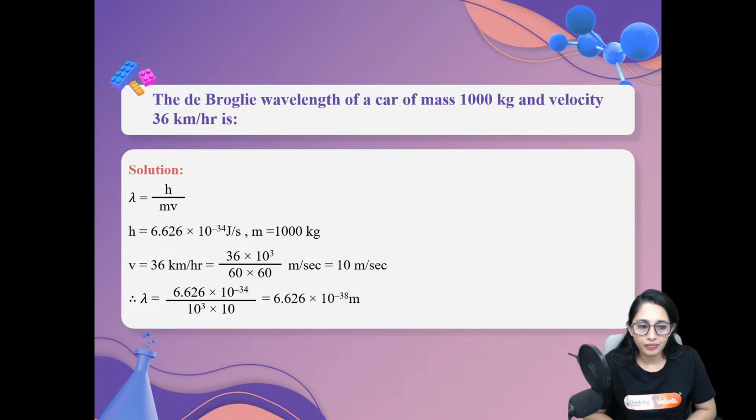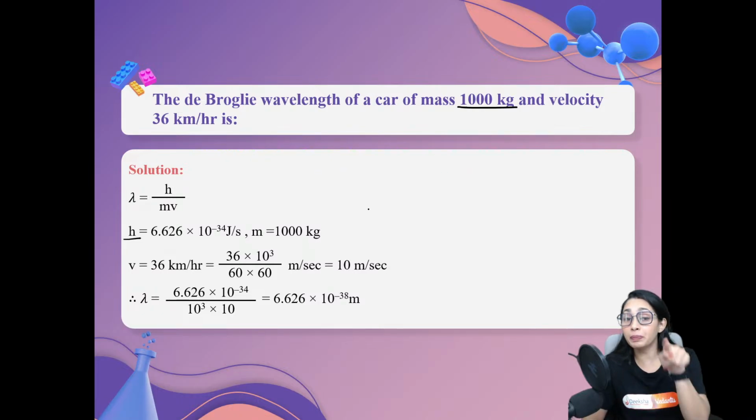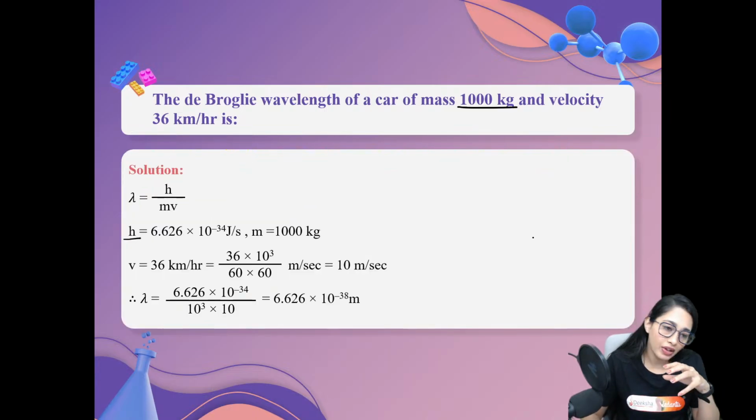Lambda is h by mv. h is Planck's constant. It's always constant. It's never going to change. Mass is already given, 1000 kg. So h, Planck's constant, is 6.626 into 10 raised to minus 34 joule second. Whenever you are doing any calculations, you have to be very mindful of the units that they give. v is equal to 36 km per hour. But the answers are all in meters, so we are never going to calculate in hours, rather we are going to calculate in seconds. That's why you have to convert it.